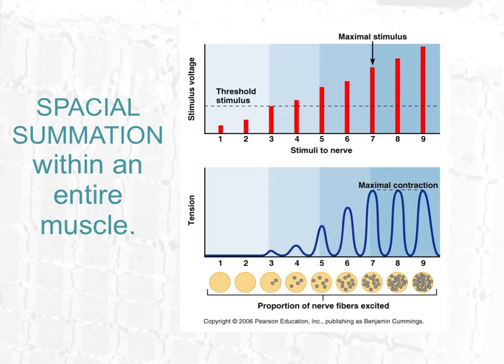So here you can see, again, the idea of spatial summation. So once we hit that go point, then as more and more muscle fibers are activated, you get a maximum contraction.